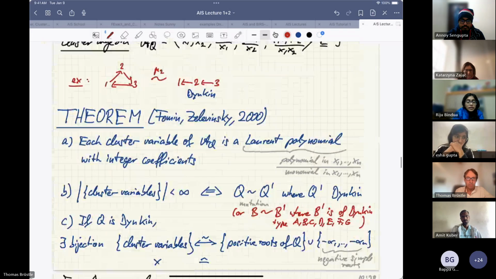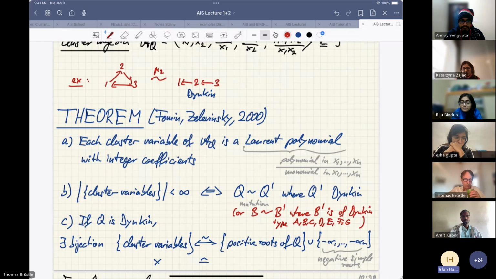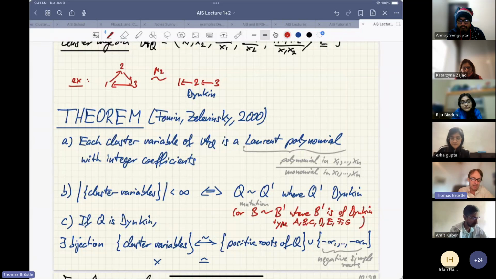So may I ask a question? Sorry. Yeah. So in A, did you mean positive integer coefficients? Because we saw that Laurent monomials, they have positive coefficients, or only integer coefficients? Yeah, this is a very good question. It's actually a very complicated question, and I will address this in a minute, okay? Sure, thanks. So first, let me finish the main results. So these are the results that they proved in their very first paper.